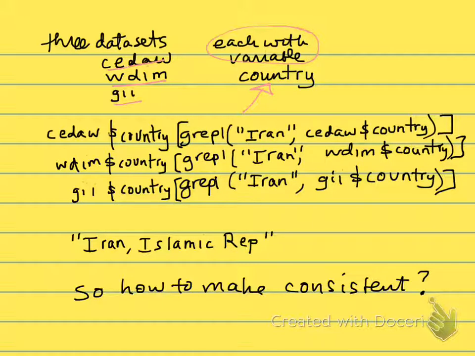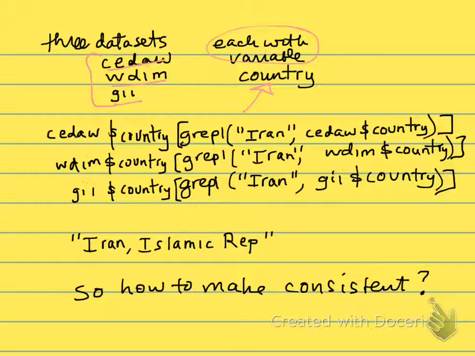Now, each of the three data sets that you have might have a different spelling for some of the countries, and if that's the case, when you try to merge them using the country variable as the by variable, they won't merge because they're spelled differently. So the first thing you need to do is find out whether the spellings are consistent.